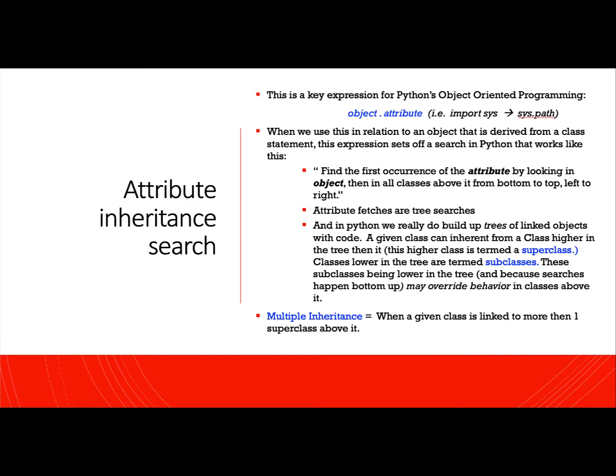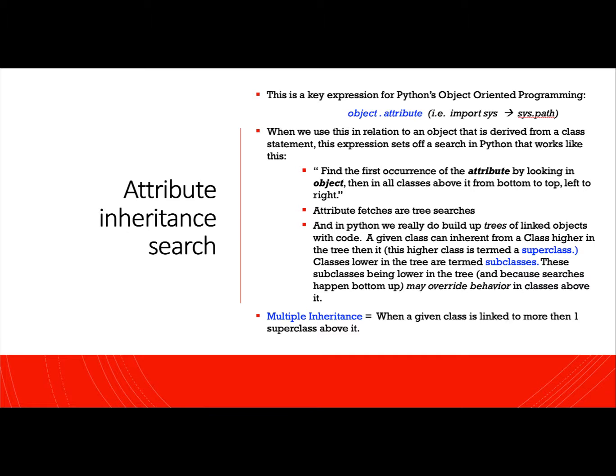When we use this in relation to an object that is derived from a class statement, this expression sets off a search in Python that works like this. Find the first occurrence of the attribute by looking in the object, then in all classes above it from bottom to top and left to right. Attribute fetches are tree searches. And in Python, we really do build up trees of linked objects with code.